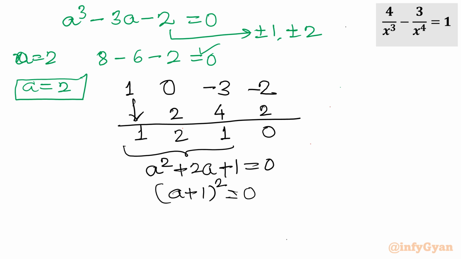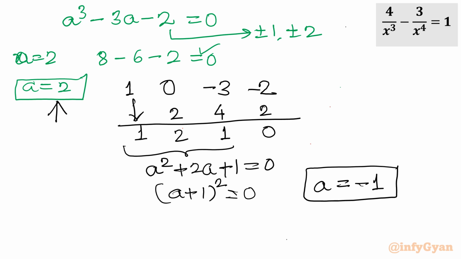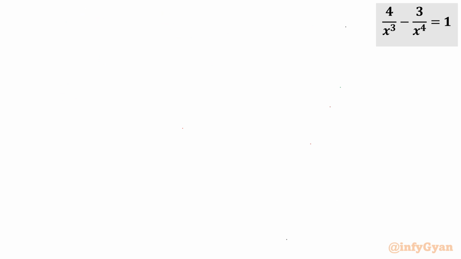equal to 0. So one more solution is confirmed, that is a is equal to -1. Now we have to only find out real x. Now what I will do, I will put one by one a equal to 2 and then a equal to -1 in the original perfect square equation. I will begin with the first case, a equal to 2.